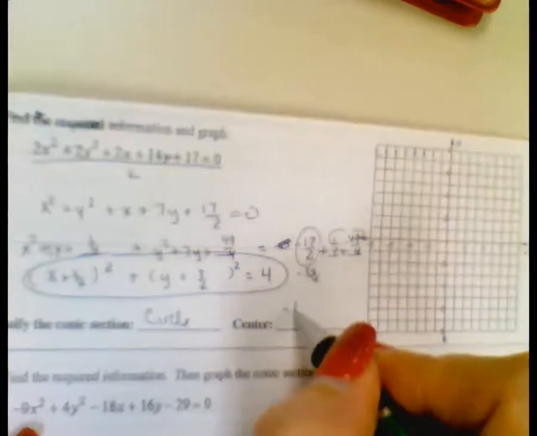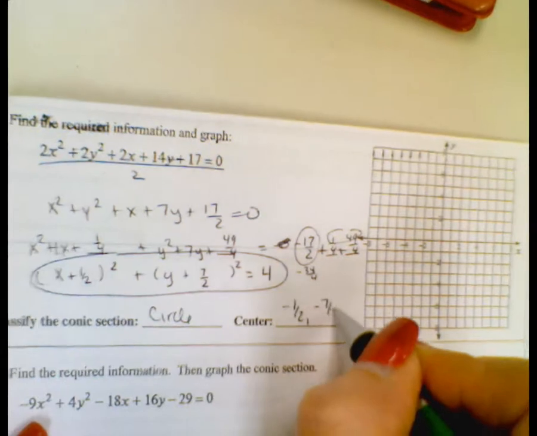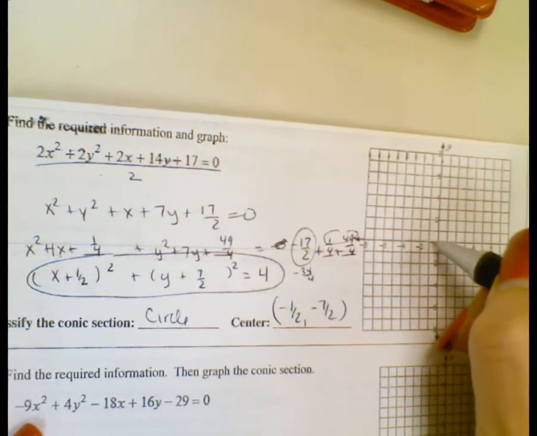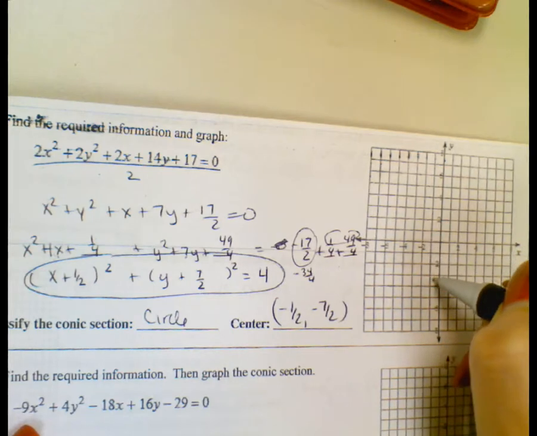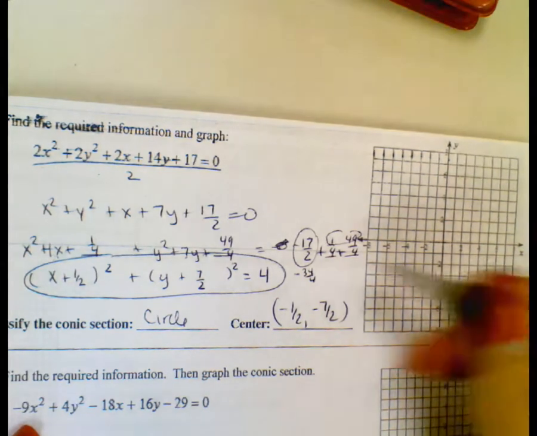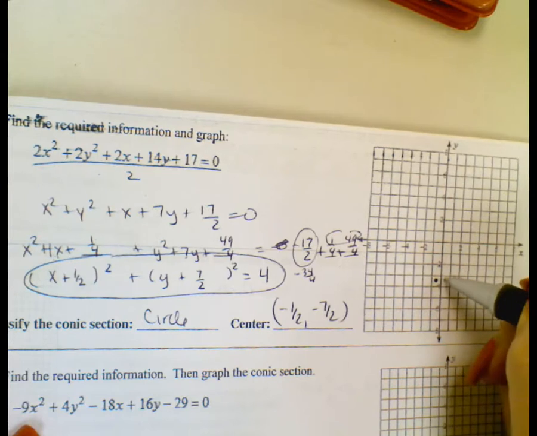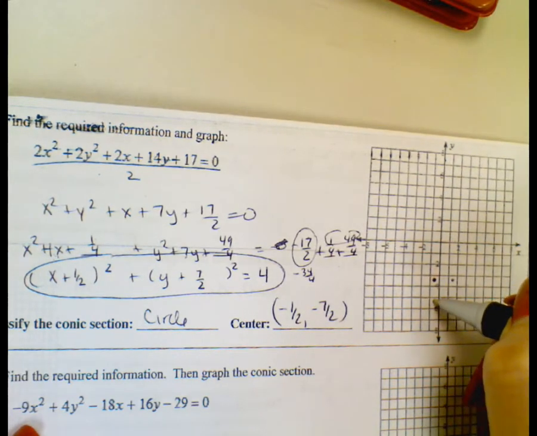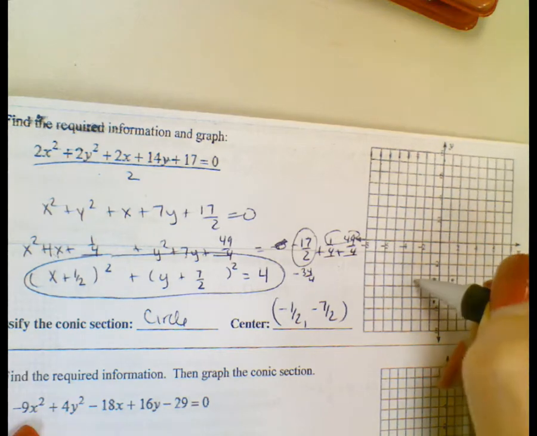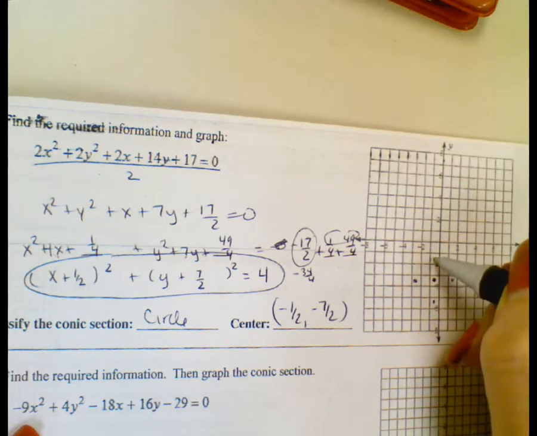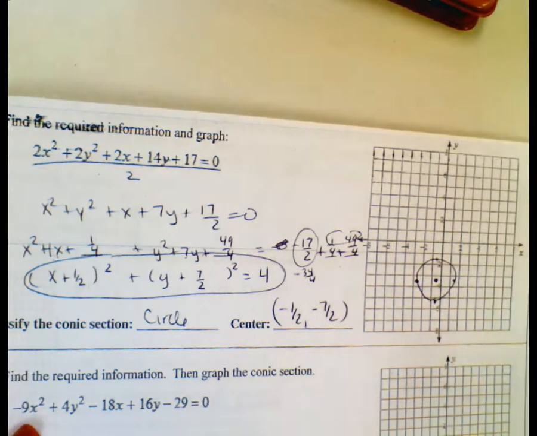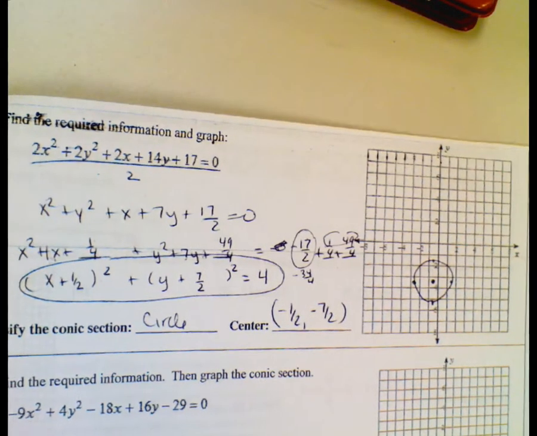The center is negative 1/2, negative 7/2. That would be negative 1/2, negative 3.5, which is about right there. And the radius is 2. And that would be your equation. Your graph.